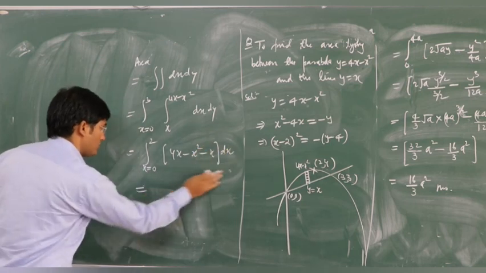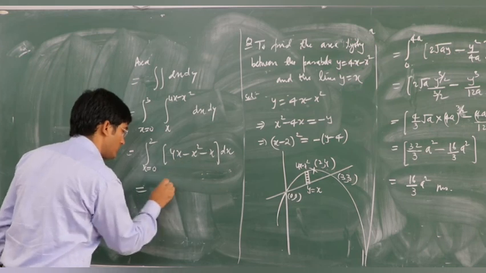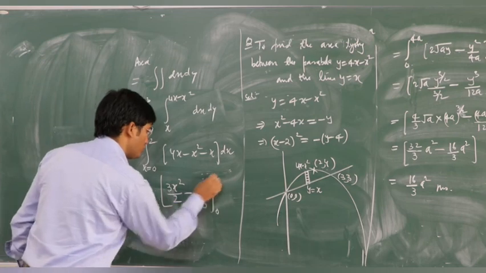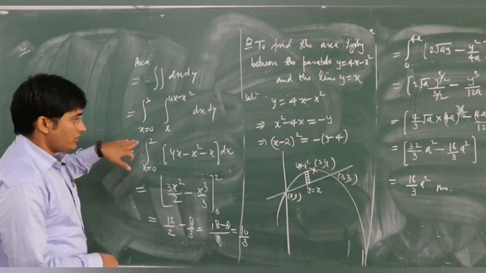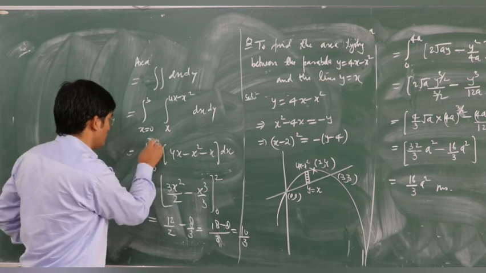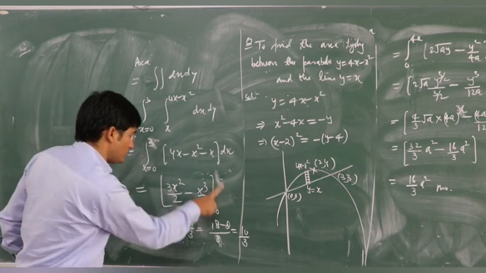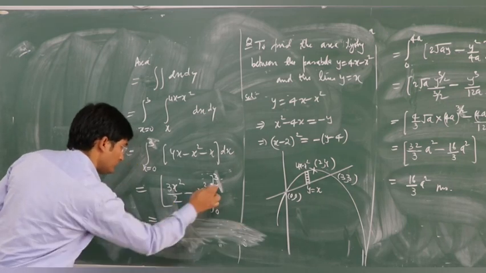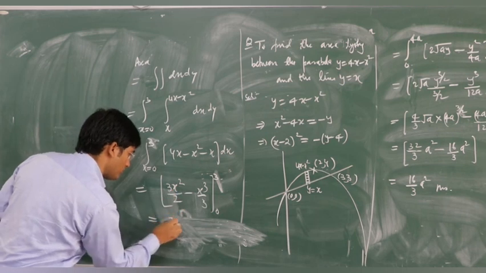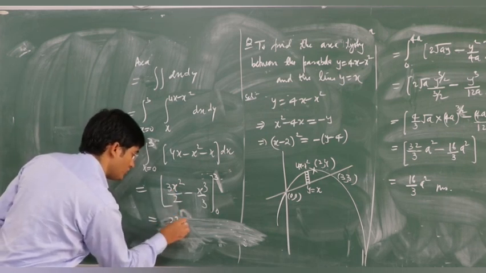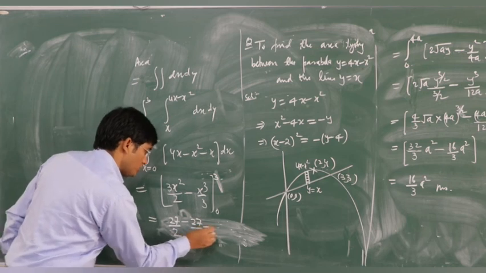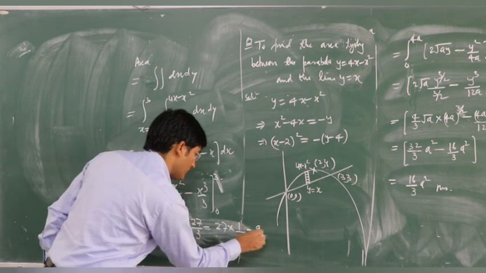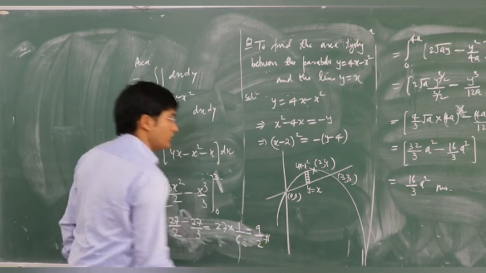And if you integrate this term with respect to x, then this will be 3x. So we have 3x square upon 2 minus x cube upon 3, and then the limits. Here your x is 0 to 3, not between 0 to 2. So x is from 0 to 3, so we will have 3 times 3 is 9 minus 3 into 3, which will be 27 upon 2. Again, 27 upon 3. So this is 9 upon 2. And this is the area between these two curves.